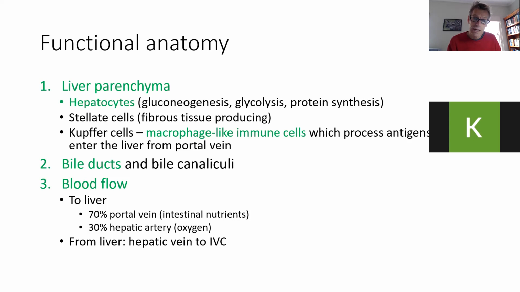Hepatic artery. And from the liver, going back to the venous system, comes the hepatic vein to the IVC. So if you're not familiar with the liver blood flow, it's important to be, because a lot of the liver pathology occurs because of abnormalities of liver blood flow. I'll talk about that in a little while. So try to understand the functional anatomy of the liver and what each of the components do.